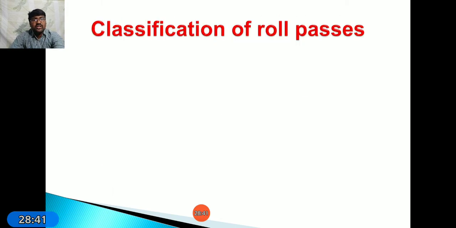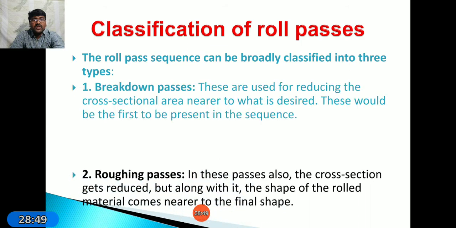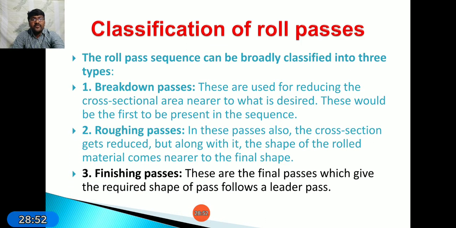Next, coming to the classification of the roll process, the roll process sequence can be broadly classified into three types, that is breakdown process, roughening process and finishing process. The breakdown process is used for reducing the cross sectional area nearer to what is decided. Suppose the cross section is 100 mm, we have to reduce it to 10 mm. For that we have to reduce the cross section in a number of passes, nearer to that area, which is known as the breakdown process. This is first in the sequence. We have to reduce the cross section and shape.